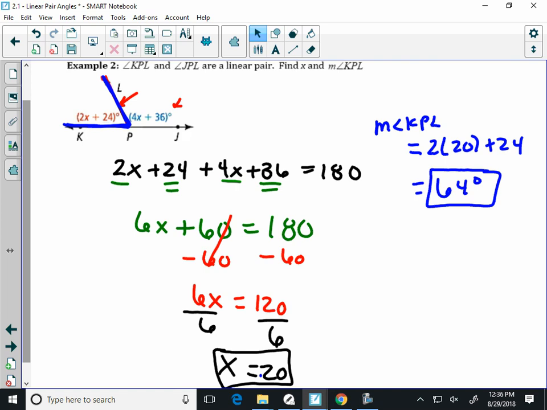Questions over that? And linear pair angles is just using that angle addition postulate, except we always create straight angles. So we're always going to add to 180 degrees. Okay? You can use the angle addition postulate, you might not necessarily have a straight angle, but you won't be setting it equal to 180.